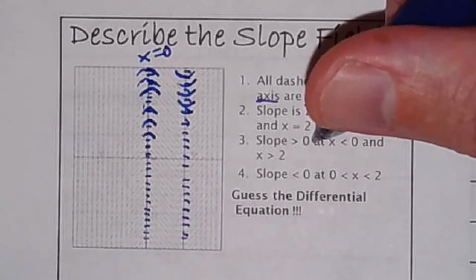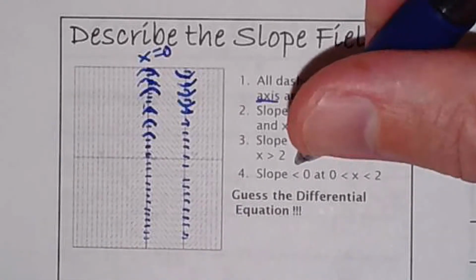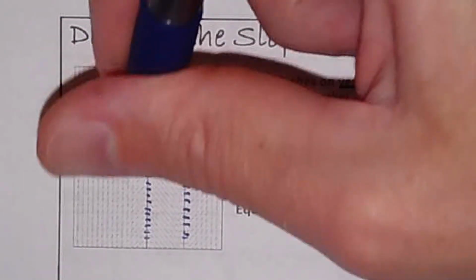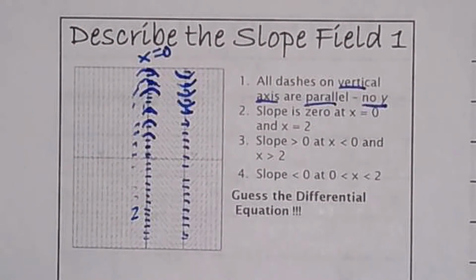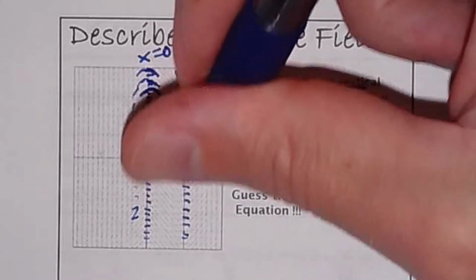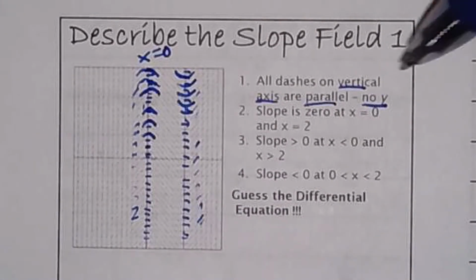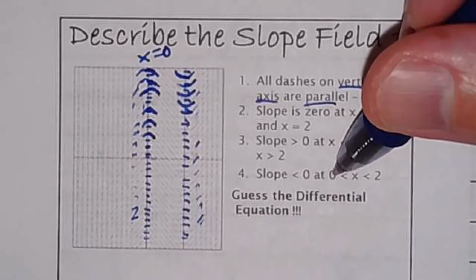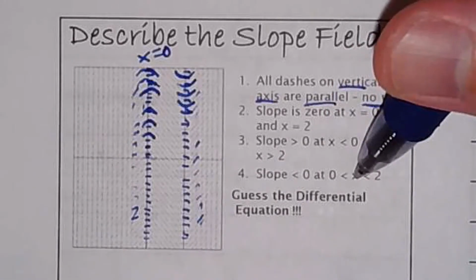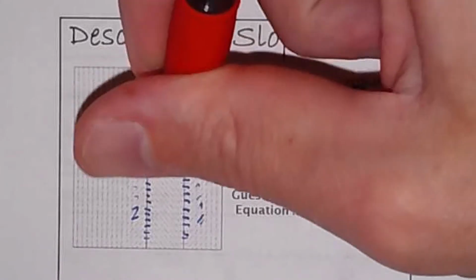The slope is greater than 0 at x is less than 0 and x is greater than 2. So you get all positive slopes here where x is less than 0 and x is greater than 2. So you get all positive slopes after x is greater than 2. The slope is less than 0 between 2 and 0. So right here, that's what they're talking about, is that you get negative slopes. So all between that area.